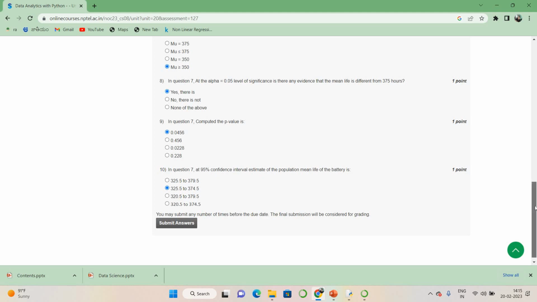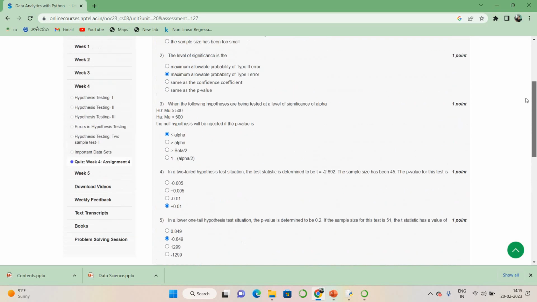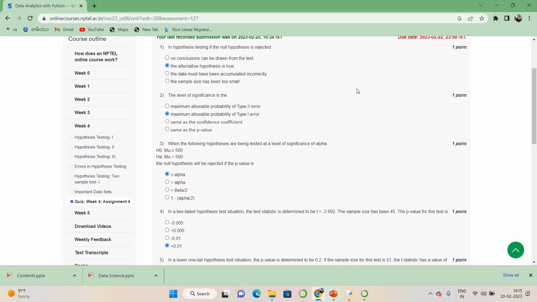Once again, let us see all the answers at a glance from the start. Number 1: in hypothesis testing, if the null hypothesis is rejected, the alternative hypothesis will be true. The level of significance is the maximum allowable probability of type 1 error. When the following hypotheses are being tested at a level of significance of alpha, the null hypothesis is rejected if the p-value is less than or equal to alpha.